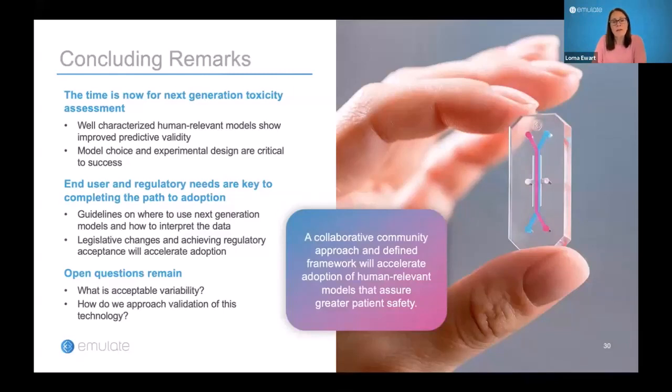But we're very aware that there are many questions that still remain, and we need to understand more about variability. We need to approach how we validate this technology. We need to think about standardization, numbers of donors to test, and so on and so forth. But what underlies it all is that this is a collaborative community approach that, with a defined framework, we believe can help accelerate the adoption of human relevant models. And by doing so, we get to the ultimate goal here, which is to assure greater patient safety.